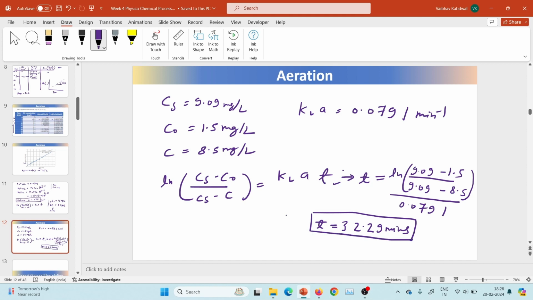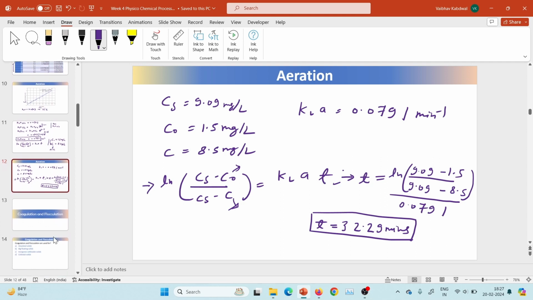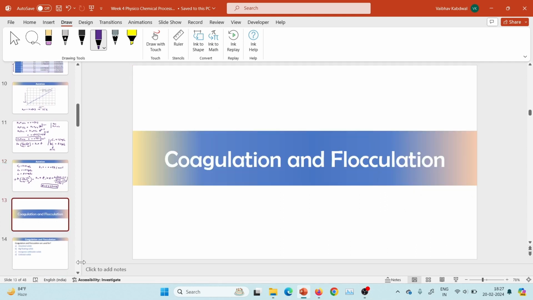So one thing to note or keep in mind is that when we perform the test for calculating the KLA value, we need to first remove the dissolved oxygen and then perform the test. But while solving the question, like at 20 degrees Celsius, we can directly use the initial value which is given to us and the final value which is required. So this is the difference. Now we will move on to coagulation and flocculation.